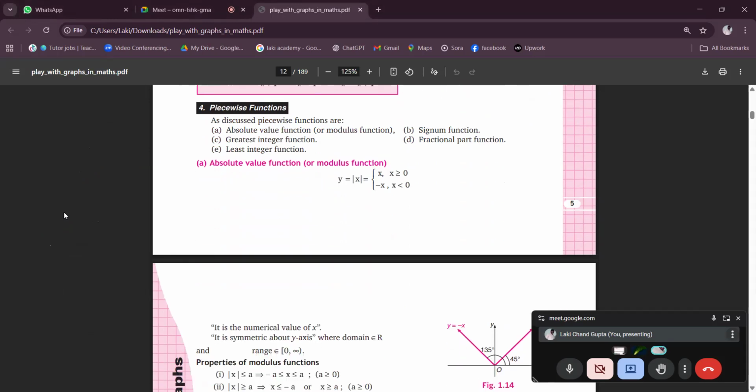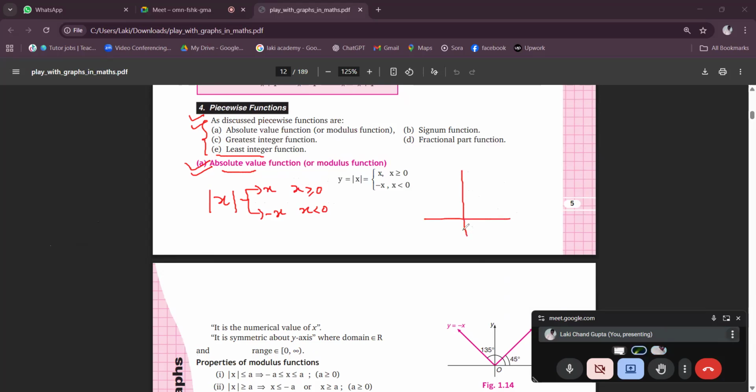Okay, now see, the fourth function is piecewise function. In piecewise function you have to learn five types of functions. So write first, absolute value function. Whenever absolute value function is there, always write mod x. And you know mod x is positive and negative also. Positive is when x is positive or 0, and negative is when x is less than 0.